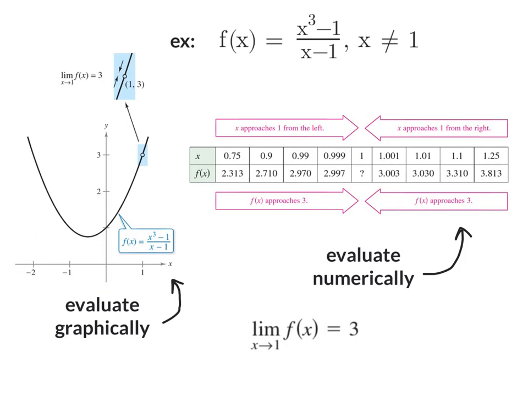So I'm looking at this chart and it looks like 2.3, 2.7, etc. gets really close to 3. And coming in the other way, I get 3.8, 3.3, etc., getting really close to 3. Those two look like at 1, it's going to equal 3. Even though there's going to be a hole there, I can say that the limit of f of x as x approaches 1 is equal to 3. So that's how we find the limit of a function graphically and numerically.